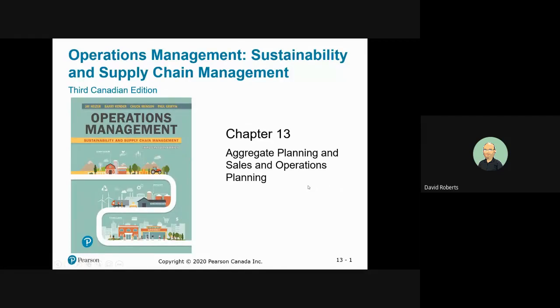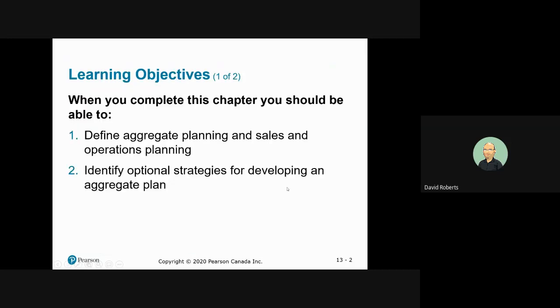Welcome to Chapter 13 on aggregate planning. We're going to define what an aggregate plan is and look at some strategies for achieving the aggregate plan.